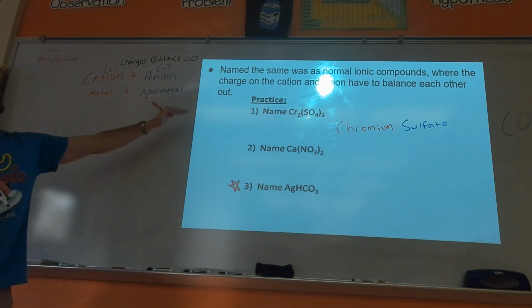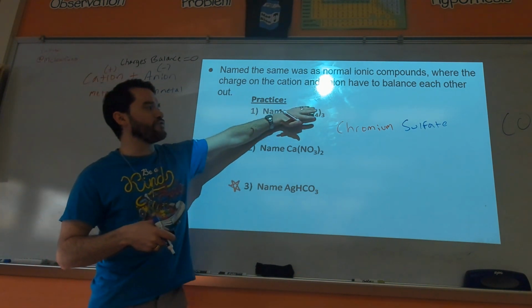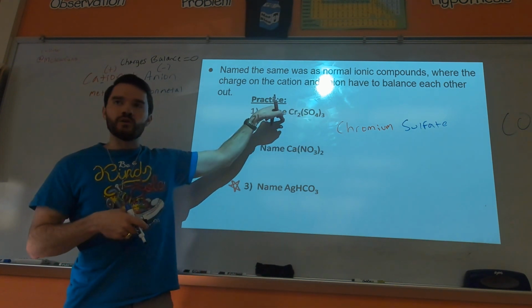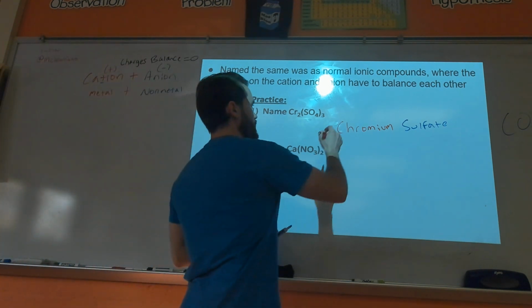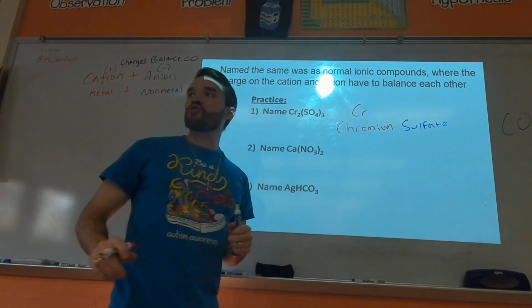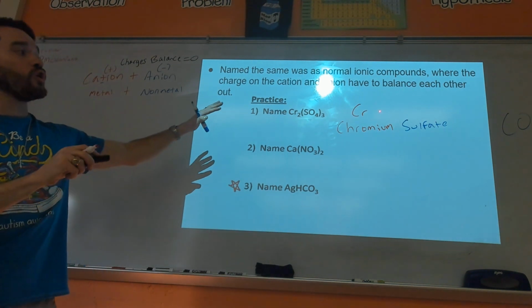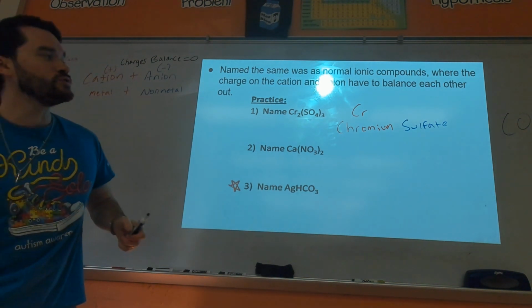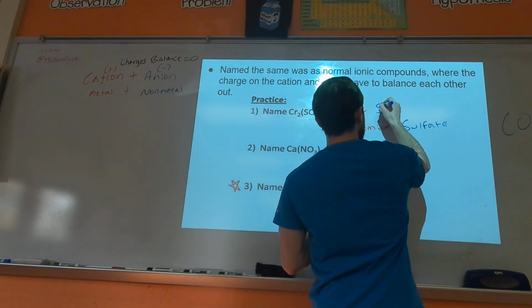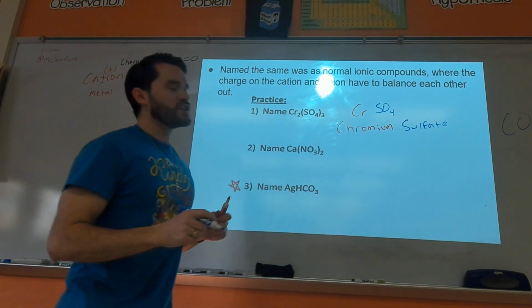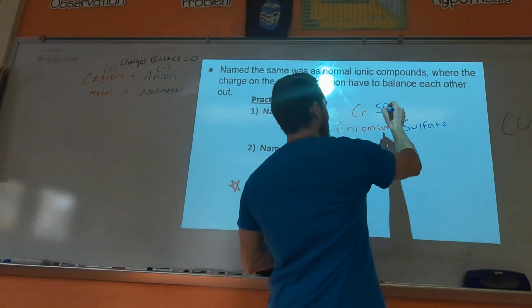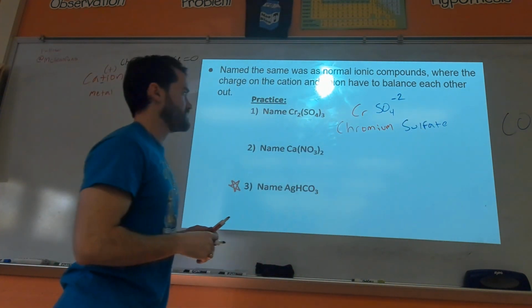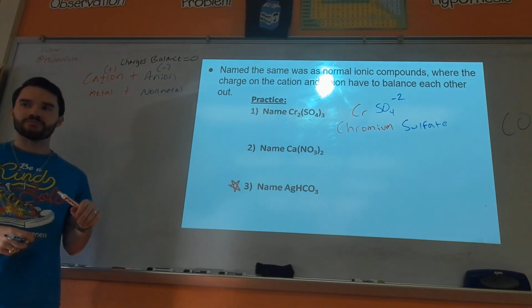All right, so let's talk about if I give you the name chromium sulfate and ask you to give me the chemical formula, how would you know this? Well, you have chromium, and chromium is a transition metal, so we don't know the charge on chromium. But you do know that sulfate is SO4, and if you have the chart memorized, you would know that sulfate has a -2 charge. And I know these charges need to cancel out.